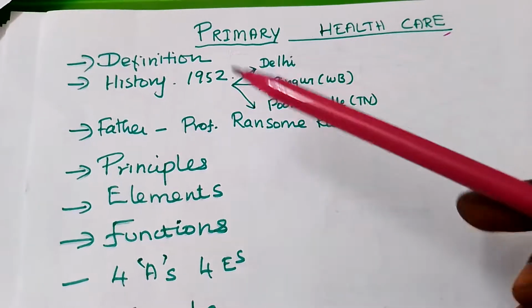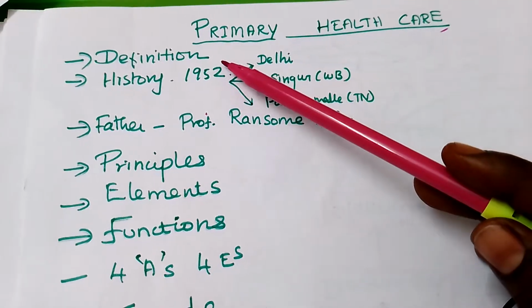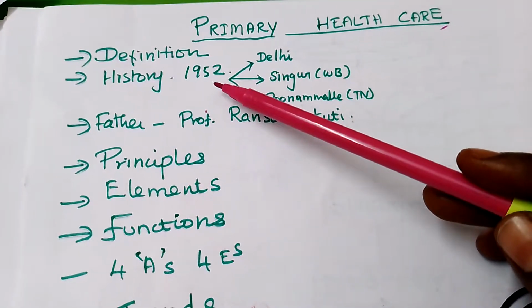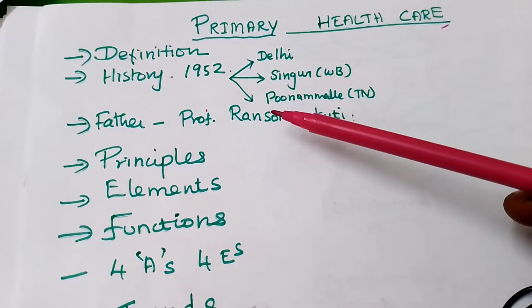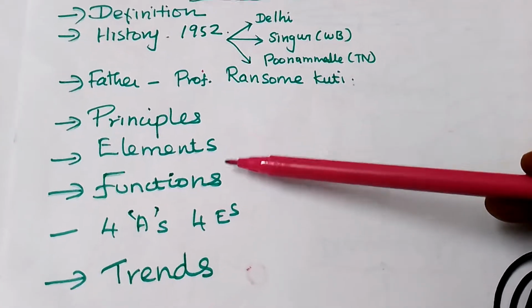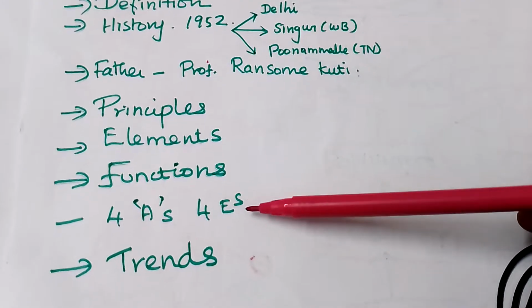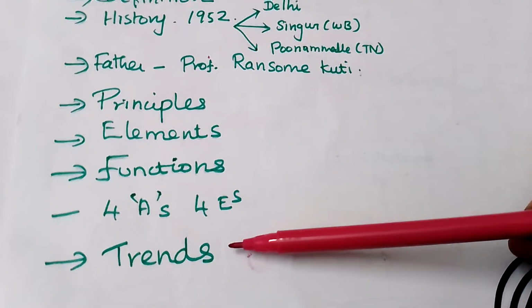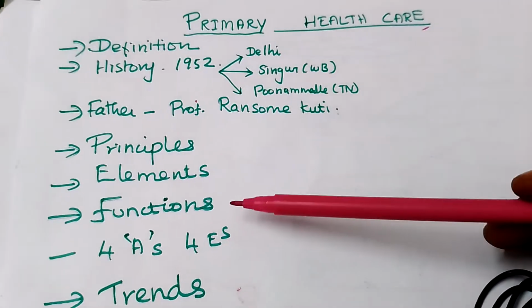In this chapter, we are going to learn the definition of primary health care, the history of primary health care, who is the father of primary health care, the principles of primary health care, the elements and functions, the 4 A's and 4 E's of primary health care, and the current trends in primary health care.